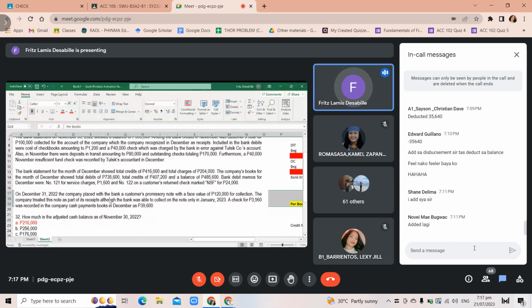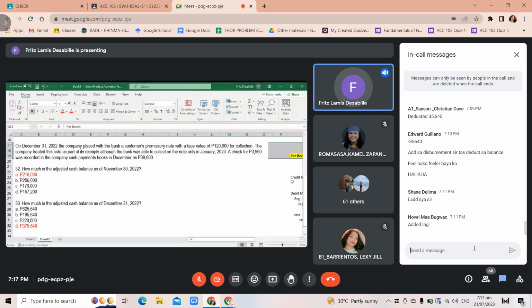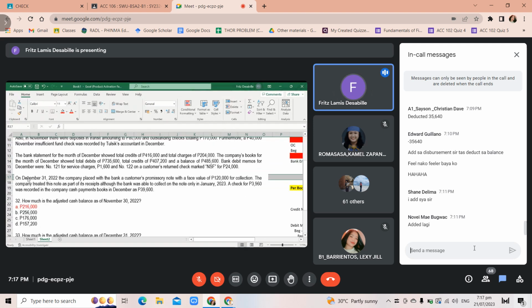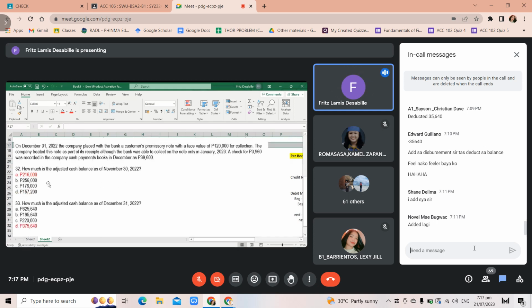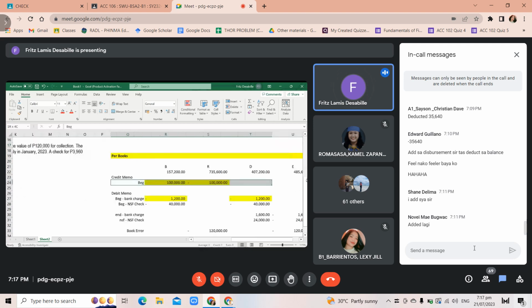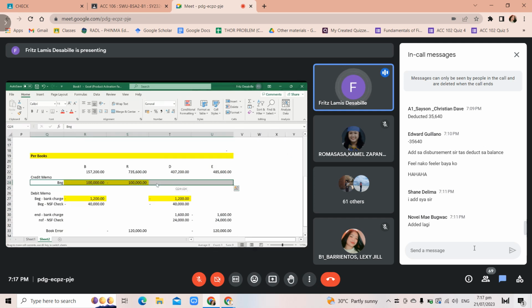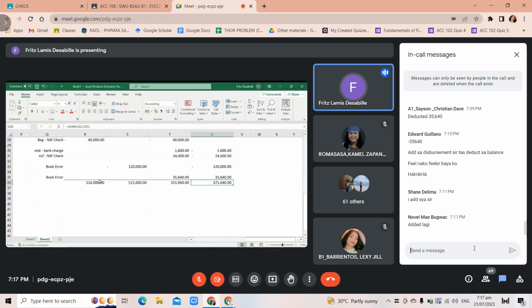The company placed with the bank a customer promissory note. The company treated this note as part of its receipts, although the bank was able to collect the note only. So a check was recorded in the company's cash payment book. What is the adjusted cash balance in November? That's 216. And how much is the adjusted cash balance in December? That's 375,640. Okay, our answer here is correct.